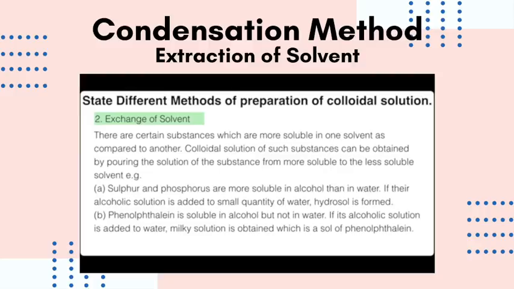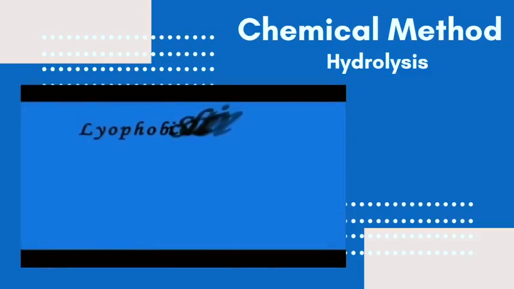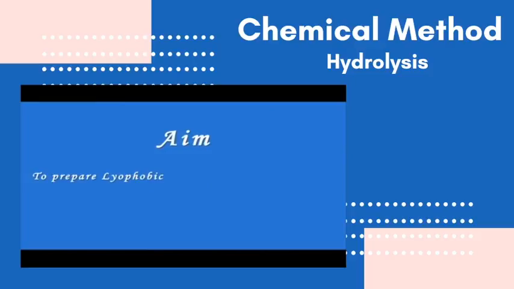Next is the chemical method using hydrolysis. Colloidal form is obtained when the substance reacts with water. Hydrolysis is used for the preparation of oxides or hydroxide sols. The preparation of lyophobic solution: the aim is to prepare lyophobic solution of ferric hydroxide.